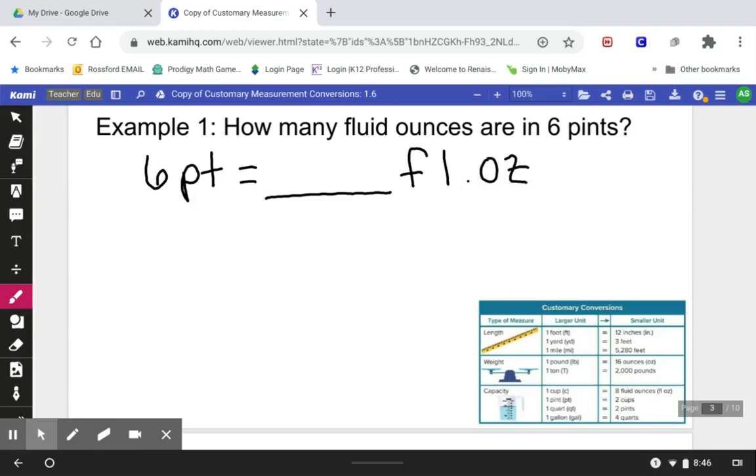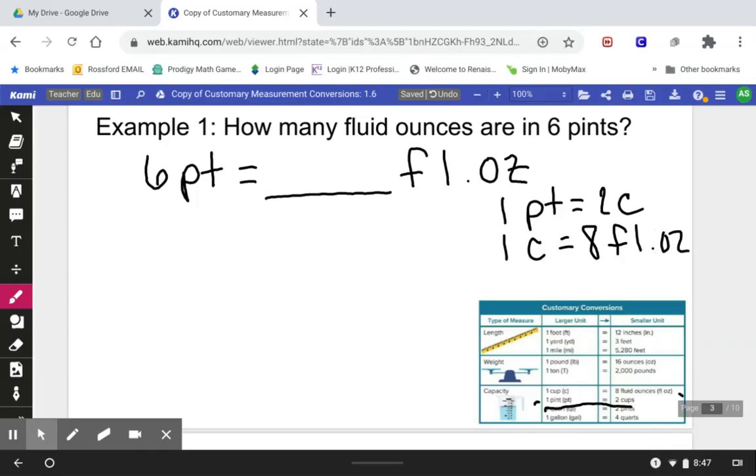Okay. Using this customary conversion table, I need to write down some units of measure. So I want to go from pints all the way down to fluid ounces in my table. I see pints right here, and I see fluid ounces over here. So I want to go ahead and write that down. I have 1 pint is equal to 2 cups. That's right here. And then 1 cup is equal to 8 fluid ounces. All right, and that was that first line in the table.